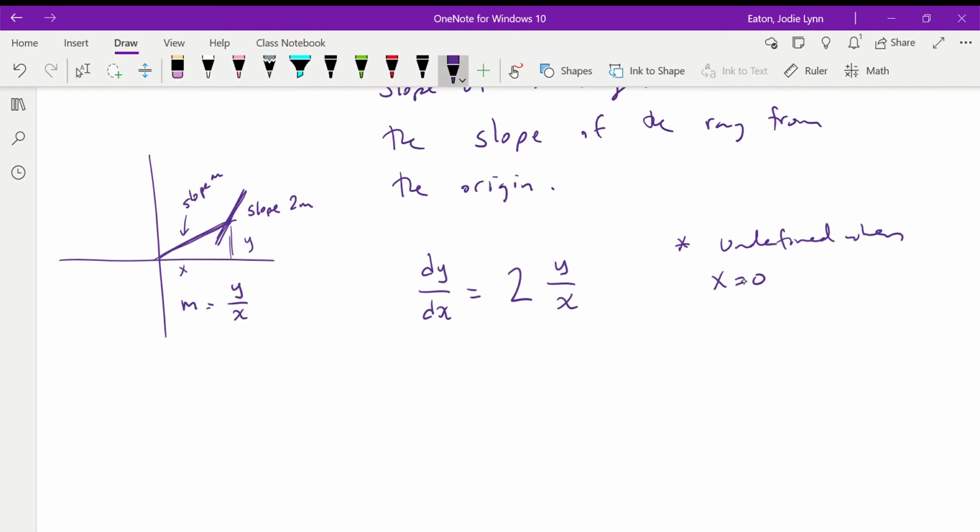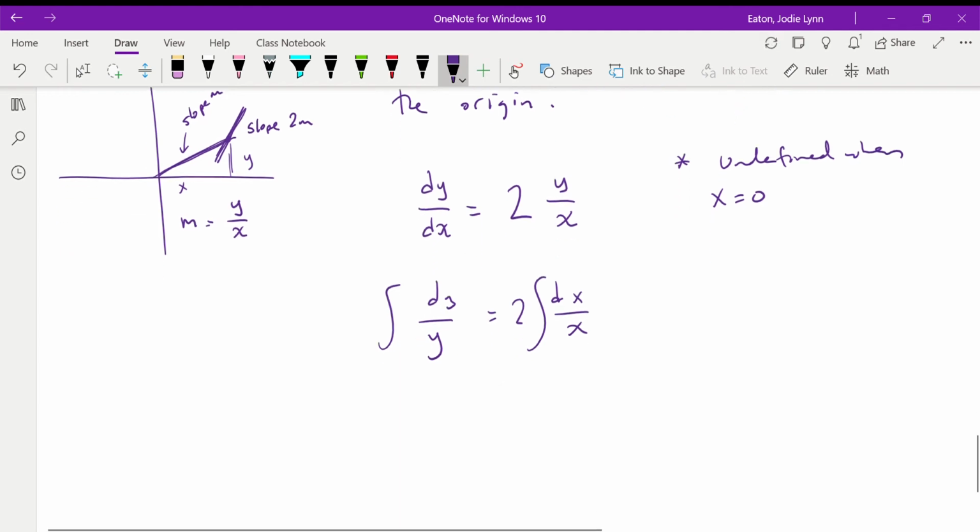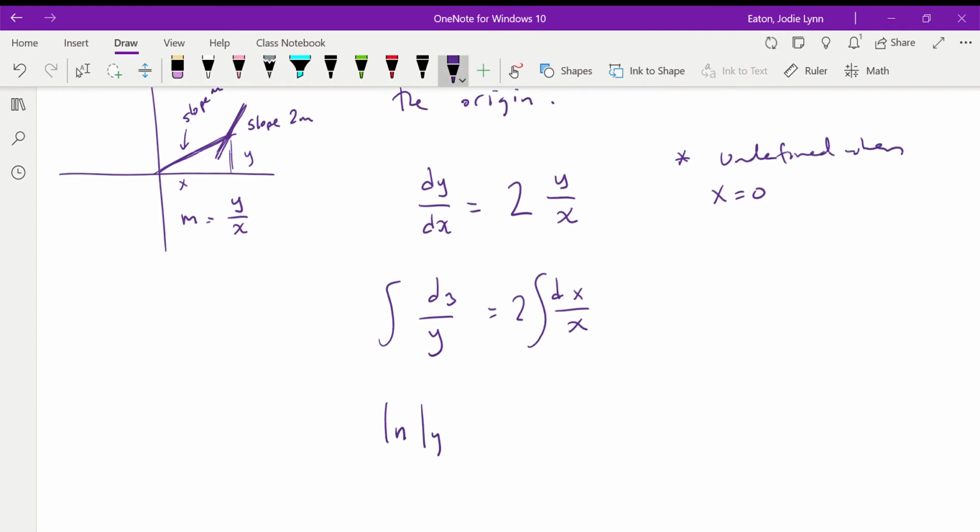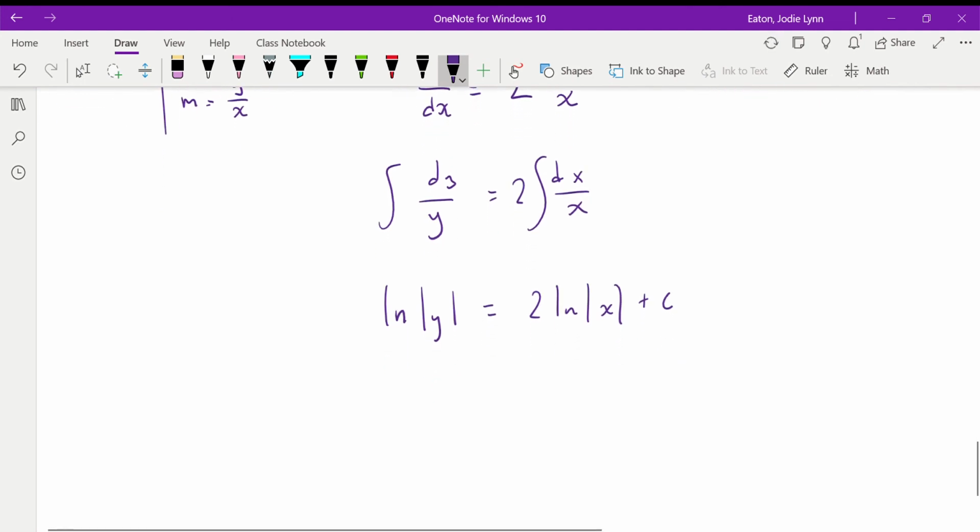Okay, so let's separate our variables. We get the x's on one side, so we have dy over y equals 2 integral of dx over x. Multiply both sides by dx, divide both sides by y. Okay, so we get ln absolute value of y equals 2 ln absolute value of x plus c. Okay, we're going to do e to the ln y equals e to the 2 ln x plus c.